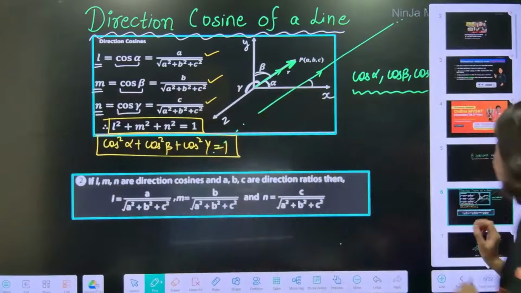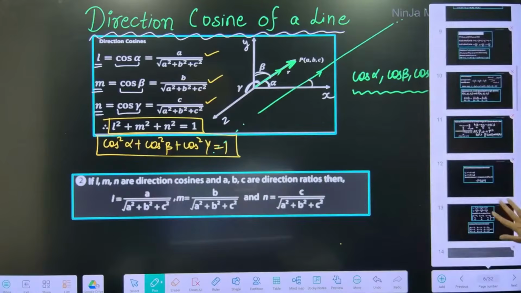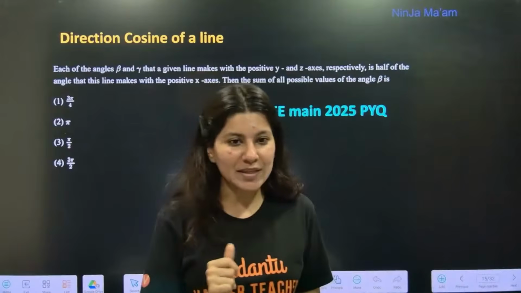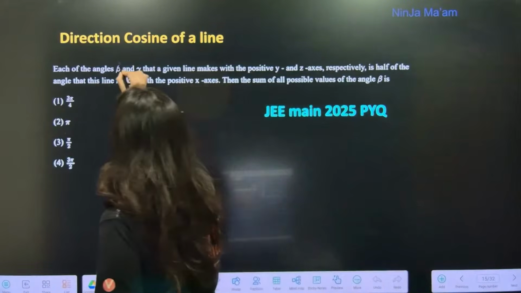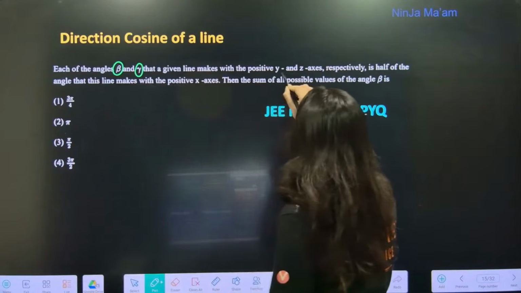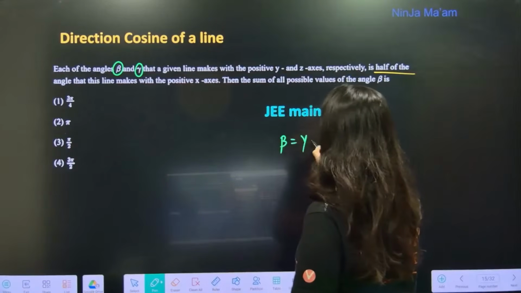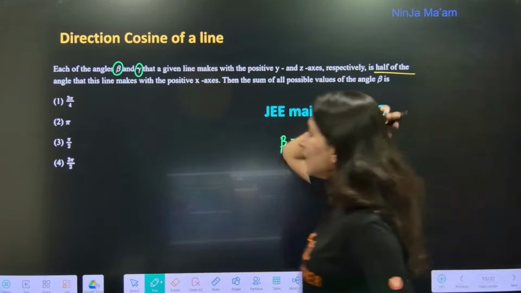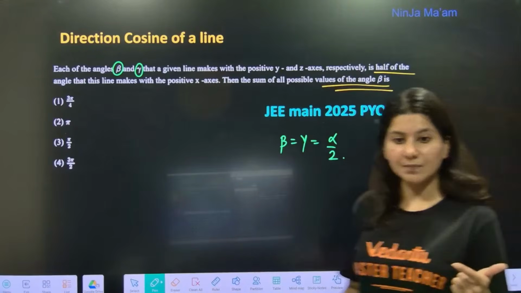Correct. Now let's have a JEE Main 2025 PYQ on this particular topic. Ready for JEE Main 2025 PYQ, everybody? Each of the angles beta and gamma that a given line makes with positive y and z axis is half. Beta is equals to gamma is equals to alpha by 2. That's what they are saying. Correct? Now what they are looking for is sum of all possible values of angle beta.